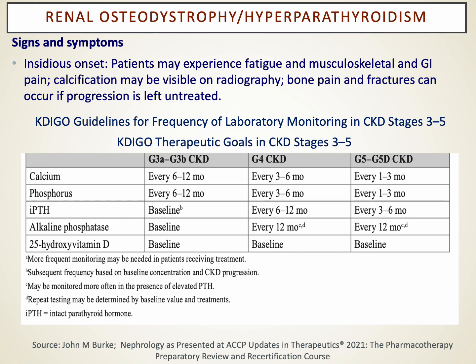The signs and symptoms typically of osteodystrophy and hyperparathyroidism in a patient who is on dialysis or has end-stage renal disease: they may have fatigue, they may have skeletal muscle or GI complaints, they may have variation in bone density and fractures if it's untreated. Here are some of the guidelines that are used for folks with more severe renal disease, how frequently to get calcium phosphate levels and parathyroid levels and corrected calcium and the like. So here you can look at these as the frequency of monitoring for these folks.